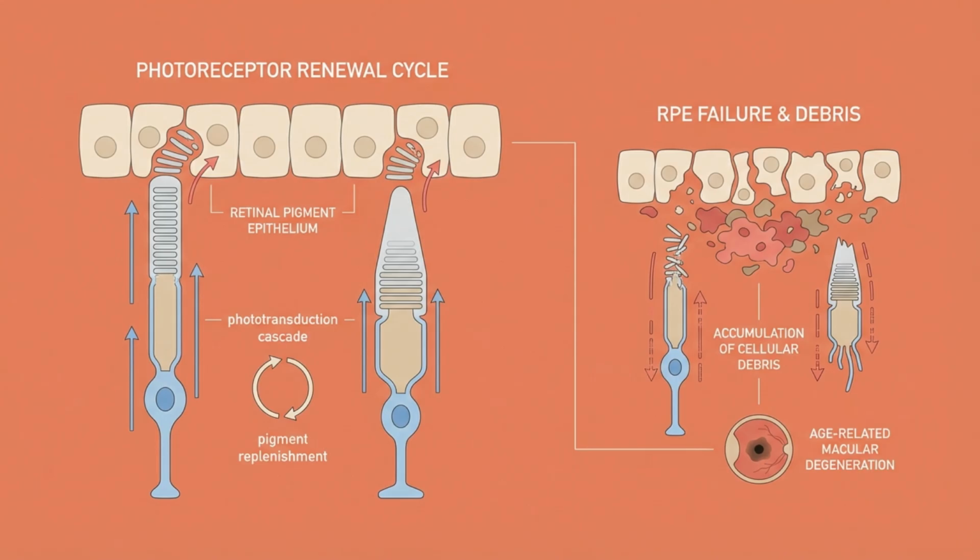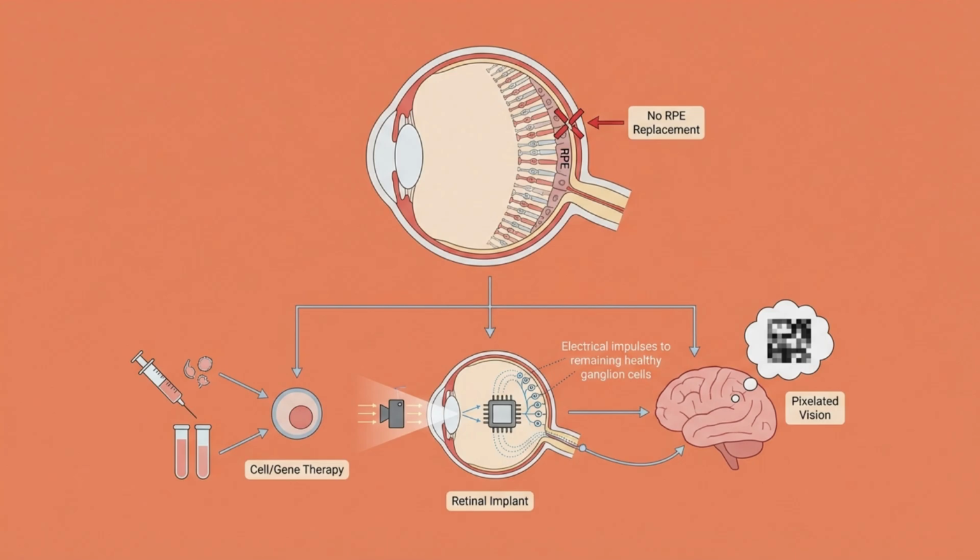The outer segments of photoreceptors, the tip of each rod and cone, are renewed every 10 to 12 days. Old disc membranes shed at the tips are consumed by the retinal pigment epithelium, a single layer of cells just outside the retina that performs this daily cleanup. If the retinal pigment epithelium begins to fail, as happens in age-related macular degeneration, the leading cause of blindness in older adults in the developed world, the accumulation of cellular debris and the loss of photoreceptor support leads to progressive destruction of central vision. There is no surgical fix to simply replace the retinal pigment epithelium.